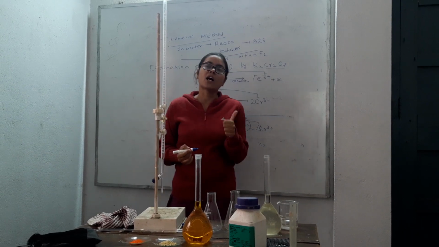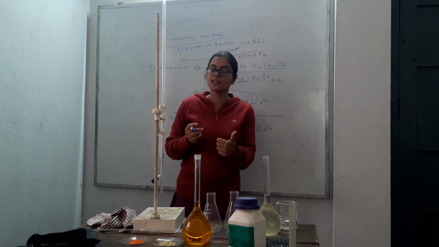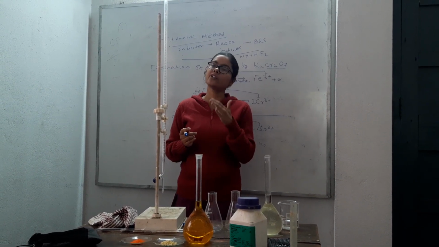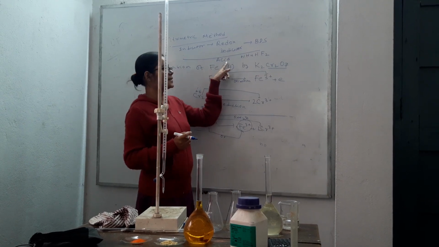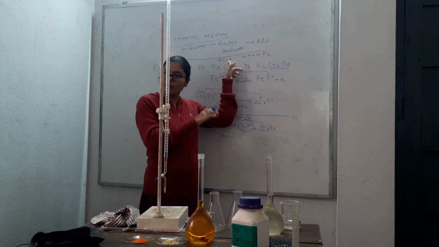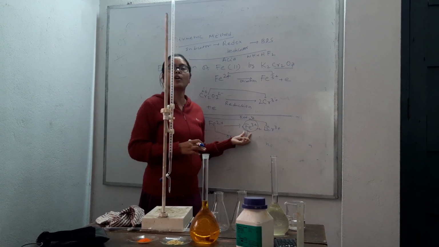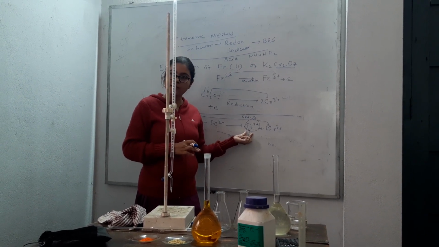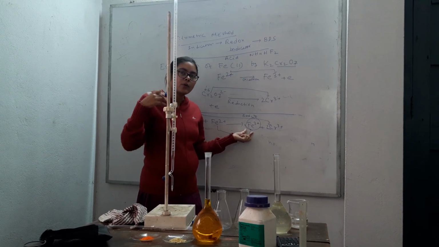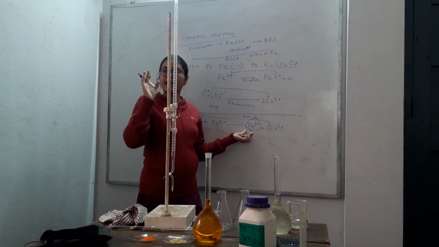So what are the things we add to the iron 2 plus solution during the titration? First is the acid for maintaining the proper pH. Second is the ammonium bifluoride for masking the yellow color of the iron 3 plus, so that we can get a proper end point.